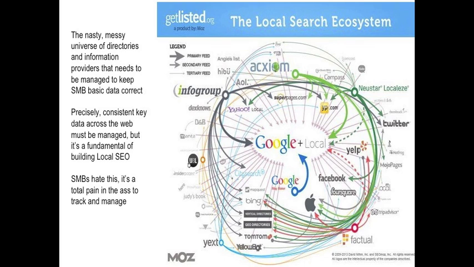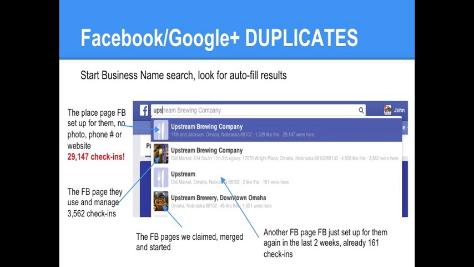And when your information slightly changes across these, it creates data confusion and it hurts your search results. One of the most important things you can do to identify these duplicates is go in and do a Facebook search, or as I was just saying, do that plus.google.com search, and start typing in the business name and look for the autofill results.